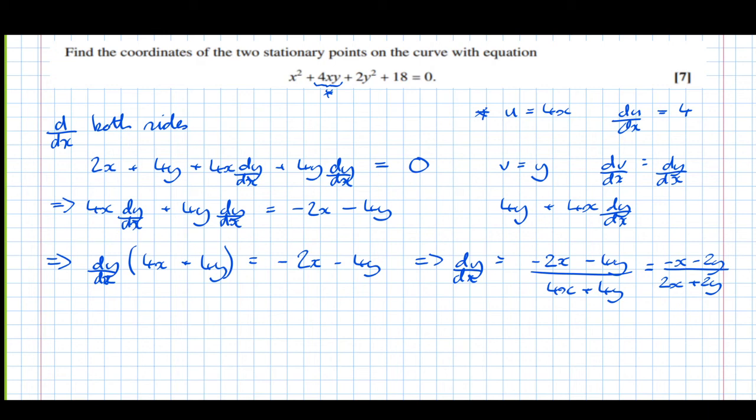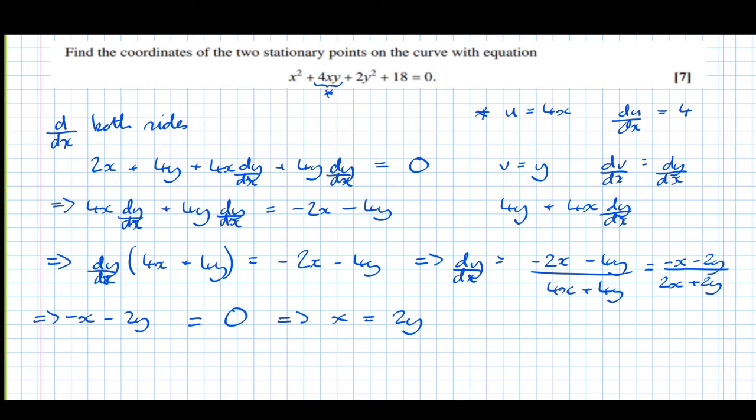Now at a stationary point, dy by dx, as you know, equals 0. So minus x minus 2y over 2x plus 2y equals 0. Or more specifically, the only way that fraction is going to equal 0 is if the numerator of the fraction equals 0. So the denominator is pretty irrelevant here. Basically, we know the stationary point happens at the solutions of x minus 2y equals 0, which implies that x equals 2y.